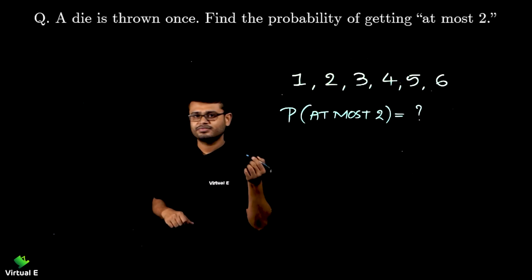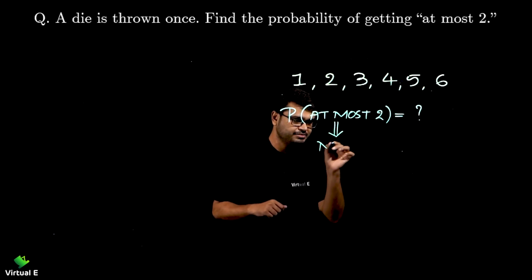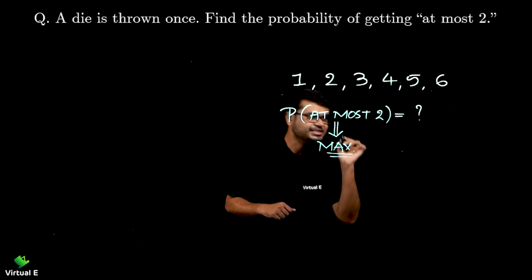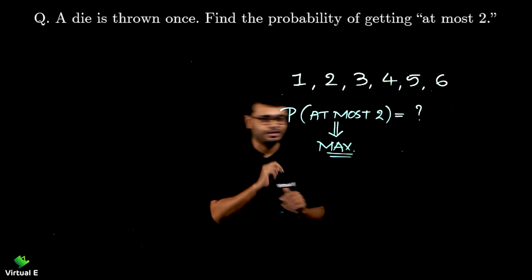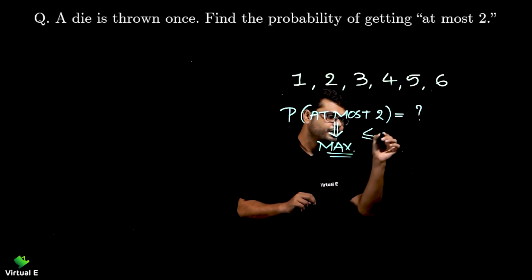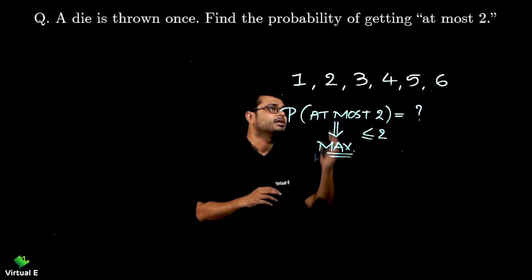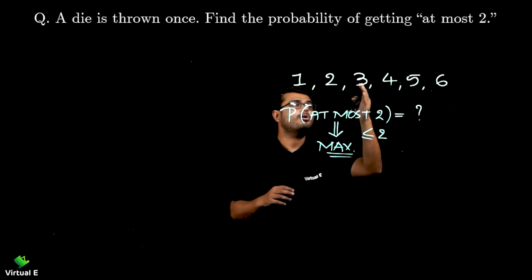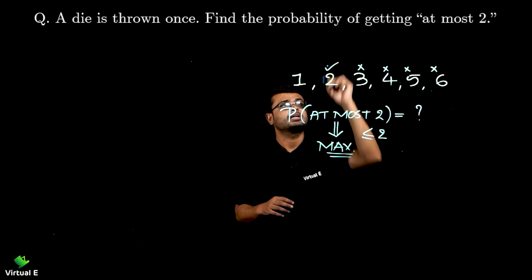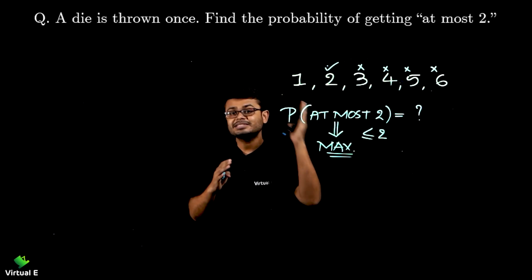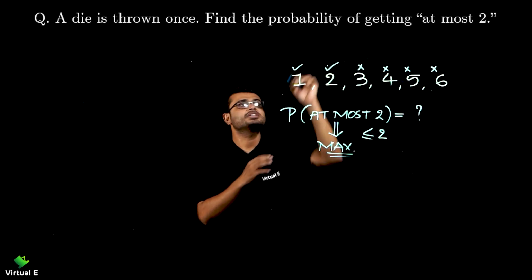Some of you already know the meaning of this. Those who don't know, let me explain. At most means we are talking about the maximum. Maximum 2 is allowed, not more than that. So remember the conditions here. At most 2 means what? Less than or equal to 2, right? 2 is accepted and less than 2 is accepted. Now see, 3, 4, 5, 6 are all more than 2, so these numbers are not accepted. 2 is accepted and 1, being less than 2, is also accepted.